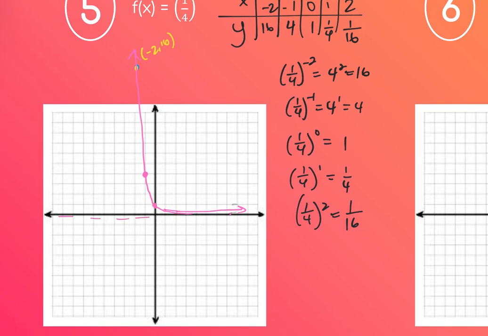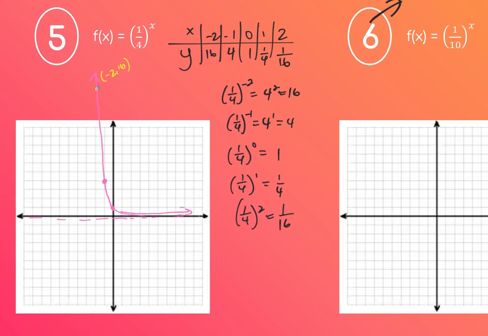And again, there's a horizontal asymptote at 0 until we start to shift these up and down. Domain would be all real numbers. Range would be 0 to positive infinity again. Questions so far?